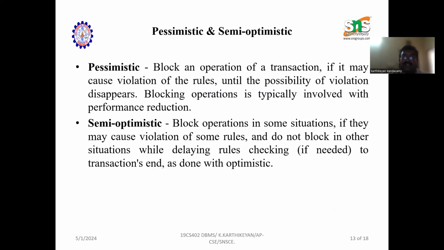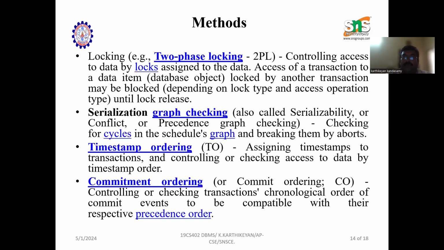Pessimistic and semi-optimistic mean blocking of transactions. If many cause violation of rules, they are blocked until the possibility of violation disappears. Blocking operation typically involves a reduction in performance. Semi-optimistic blocks operations of some transactions if they may cause violation of rules, while delaying rule checking if transactions are done optimistically. So we have methods: one is locking, two-phase locking, and graph checking, timestamp ordering, commitment ordering.